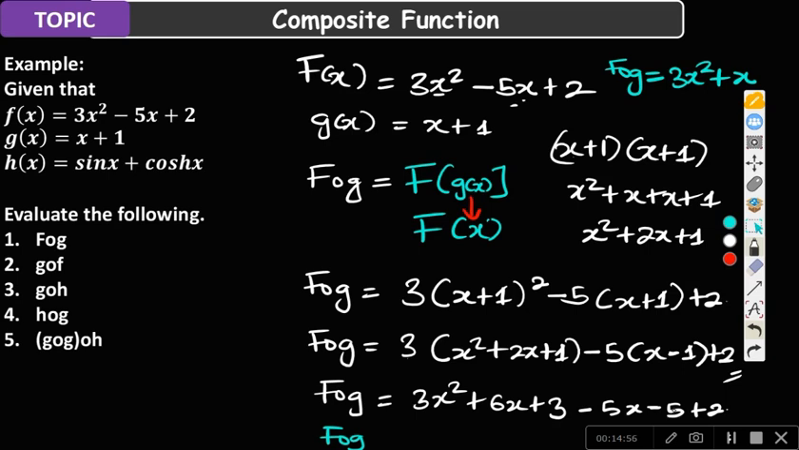3 minus 5 is minus 2. Minus 2 plus 2 is what? 0. So the correct answer to this question is 3x squared plus x.